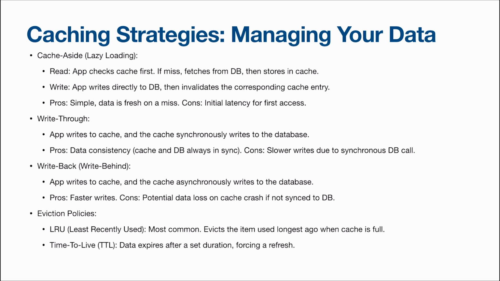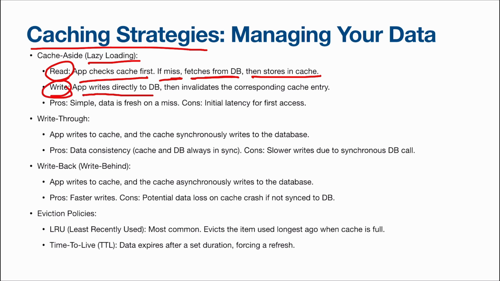Now let's talk about a few common caching strategies that we implement in distributed systems. First, let's talk about lazy loading. Here the app checks the cache first while reading, and if there is a cache miss, it fetches from the DB or whichever data source it needs, then stores it in the cache. While writing, the app directly writes to the DB and then invalidates the corresponding cache entry. Pros: it is simple, and the data is fresh on a miss. The con is initial latency for the first access.